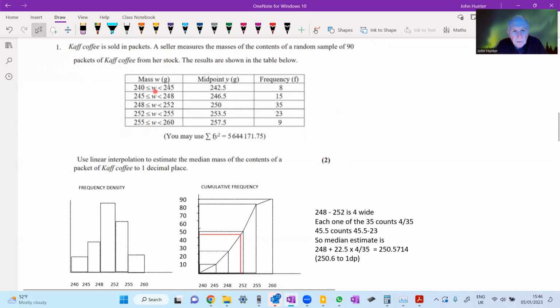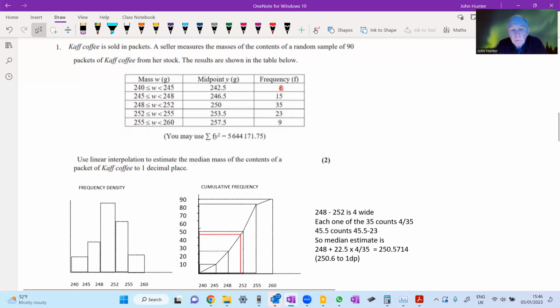So this is very similar to what we had further up. Got these bands here. And again, that's 5 wide, that's 3 wide, that's 4 wide, and so on. So not actually the same widths, are they? So very often we're interested in the midpoint. Actually, it's useful to take the midpoint when we've got a band like this, and then the frequency. So that's the number of packs that are in this category here.